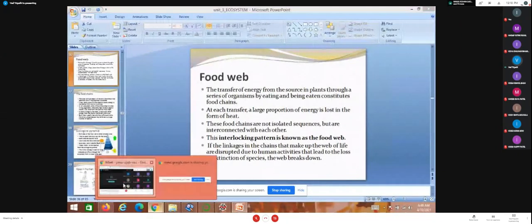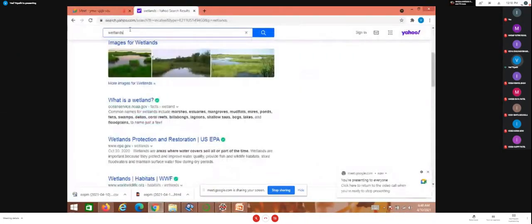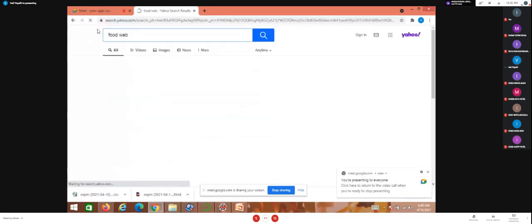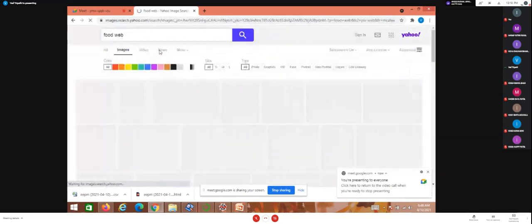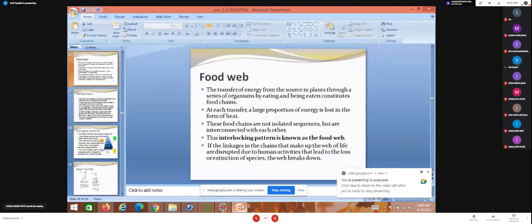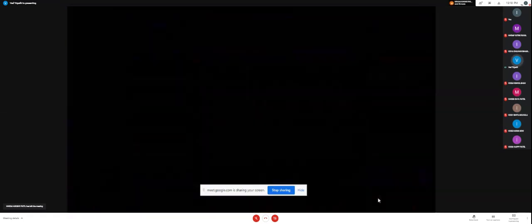So I think I have covered this initially, but anyways, this is the kind of structure that we see when we draw a food web. Why? Because each of these species is dependent upon many other species for its survival, right? And that makes a web-like structure.